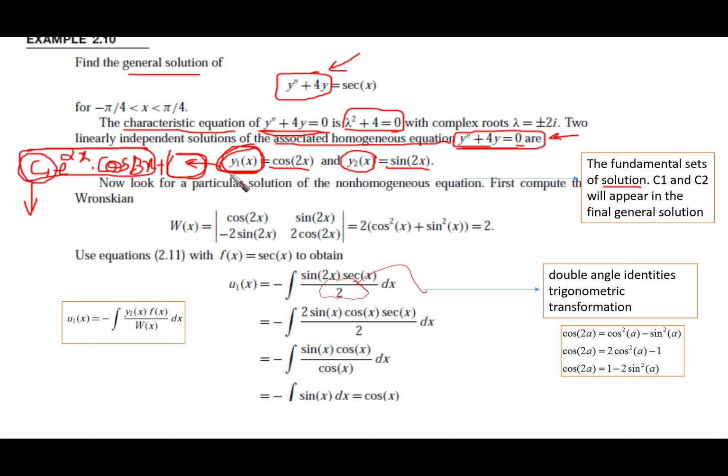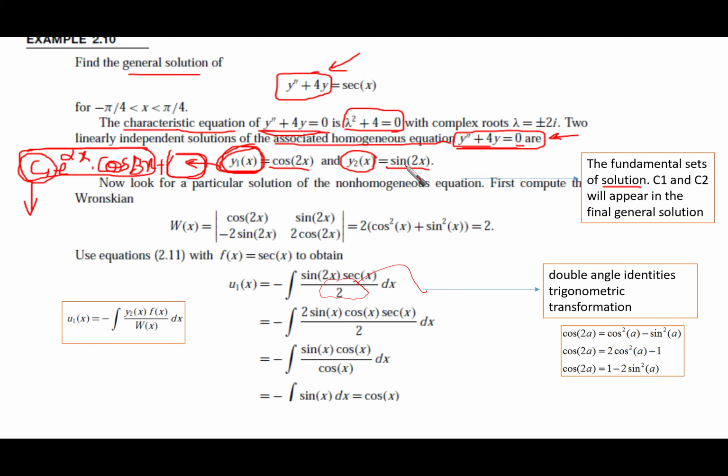Okay, so you are going to find that the first solution is y1 equal to cosine 2x, and the second solution is y2 equal to sine 2x. Where are C1 and C2? They are going to be added at the end. We are going to find them at the end.